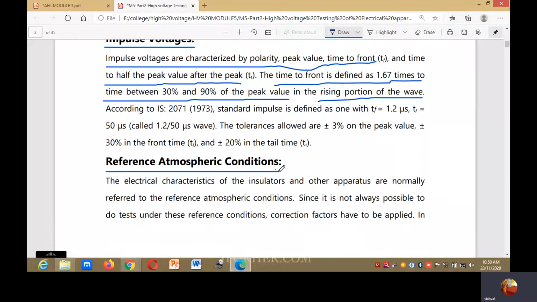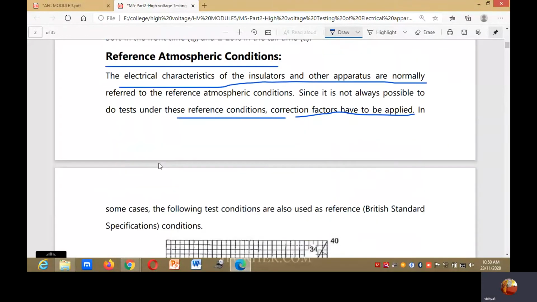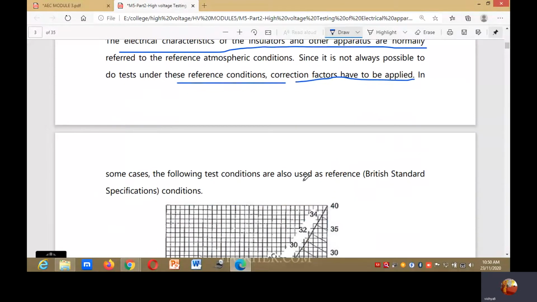Next, reference atmospheric conditions. The electrical characteristics of insulators and other apparatus are normally referred to the reference atmospheric conditions. Since it is not always possible to do tests under these reference conditions, correction factors need to be applied. In some cases, the following test conditions are also used as a reference.